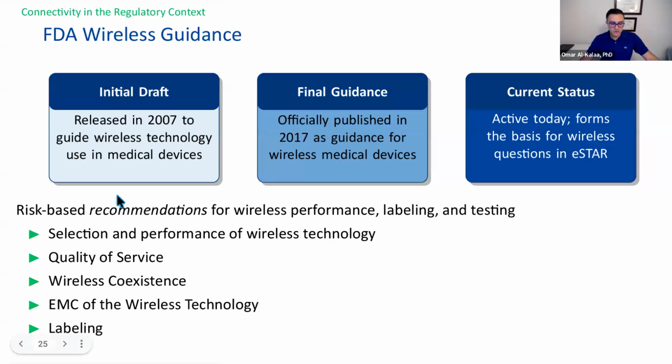The guidance walks into risk-based recommendations for wireless performance, for labeling, and for testing. And this is consistent with FDA's approach in many other guidance documents. So if you've been in the space for a while, you'll find the guidance written in very familiar terms. It covers sections like the selection and performance of the wireless technology. Again, the technology that you should be picking for your particular use case should be fit for purpose.